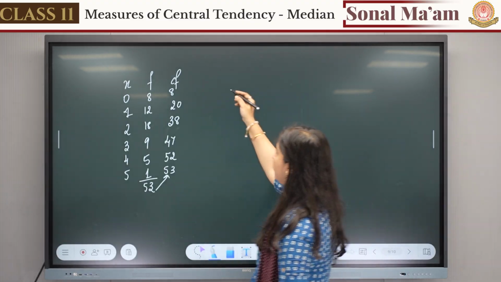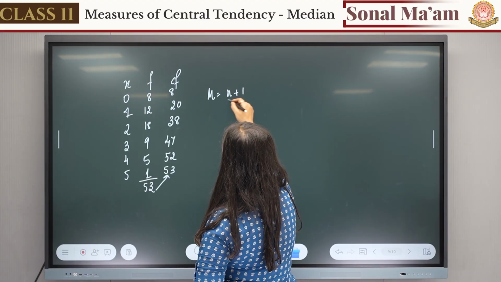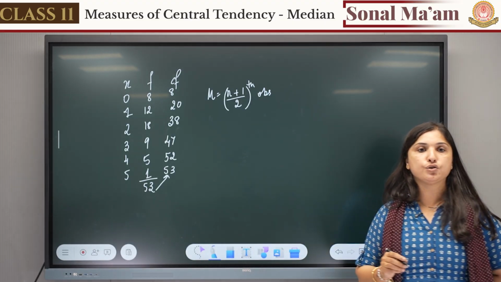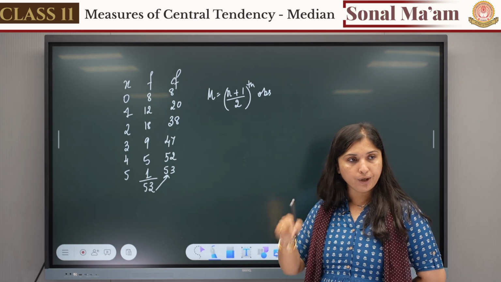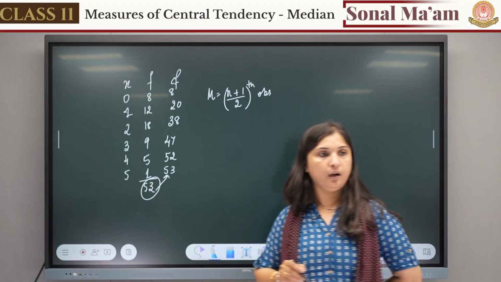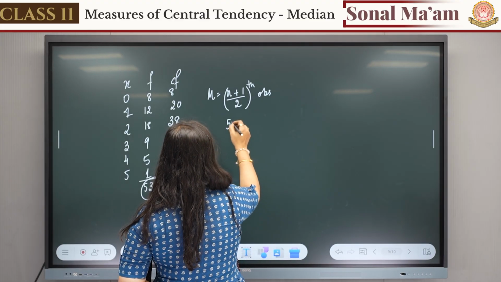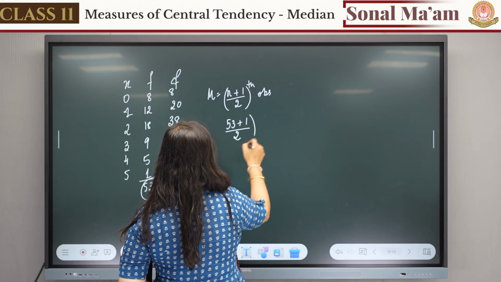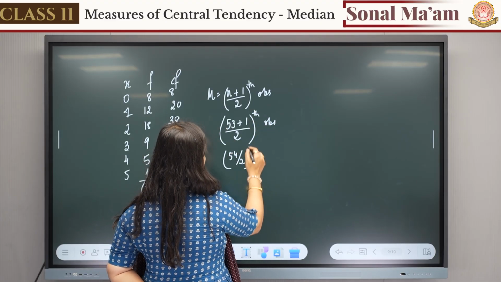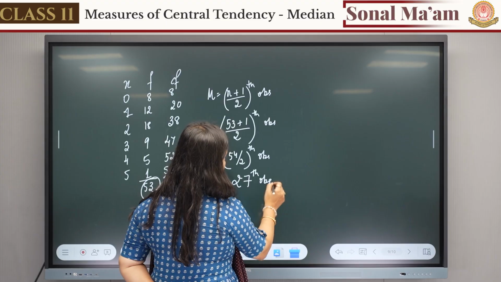Now step 1. What we have to do? We have to find n plus 1 by 2th observation. What is it? N plus 1 by 2th observation. Our n over here, we have frequencies, right? Now our frequency total will be our n. This is our n, okay? Because the total frequency will be our n. Now my total frequency is 53. So 53 plus 1 by 2th observation. 54 divided by 2 will be 27th observation. It will be 27th observation.